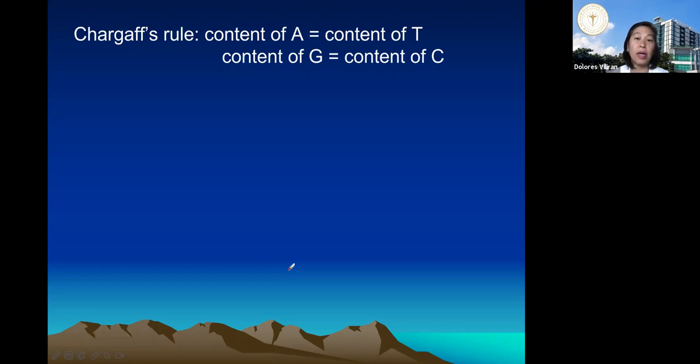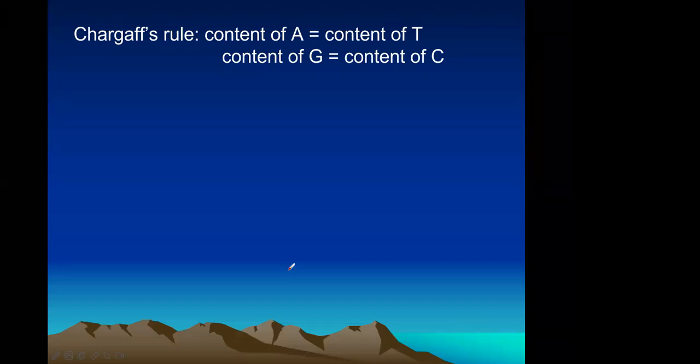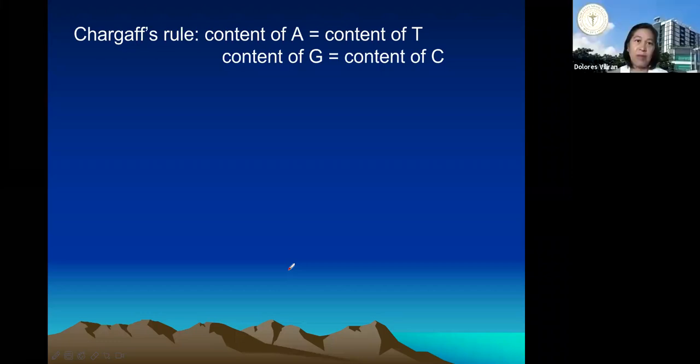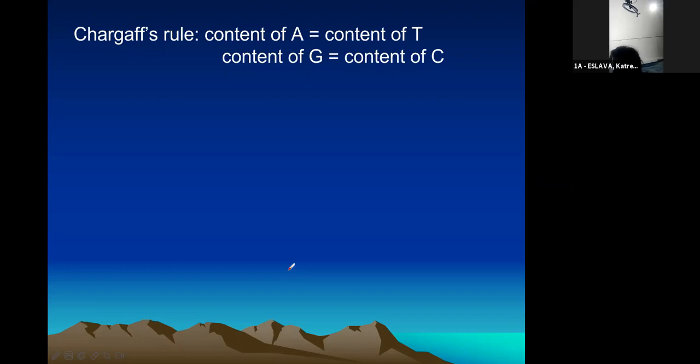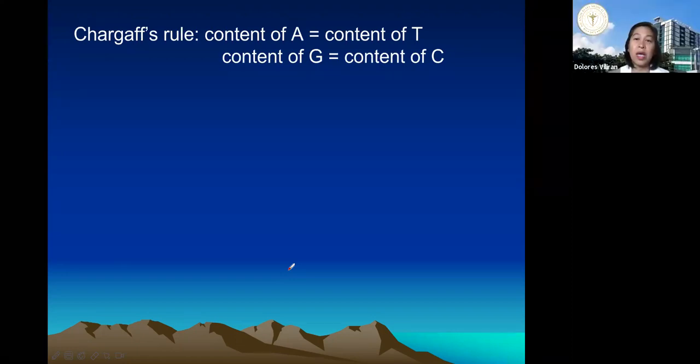Example, in a particular DNA sample, if the content of A is 20%, what is the content of T? 20%. How about G? 80%? I said A is 20, T is 20. What is the remaining? 60 divided by 2, so 30. Right? You need to have a total of 100. So 30% for G, 30% for C, 20% for T, and 20% for A.